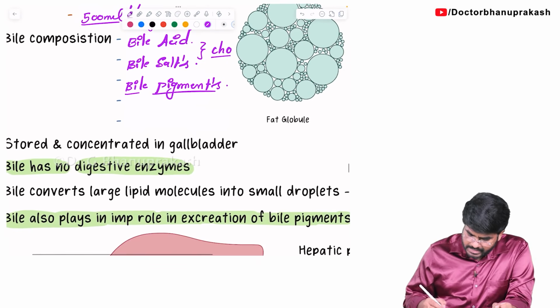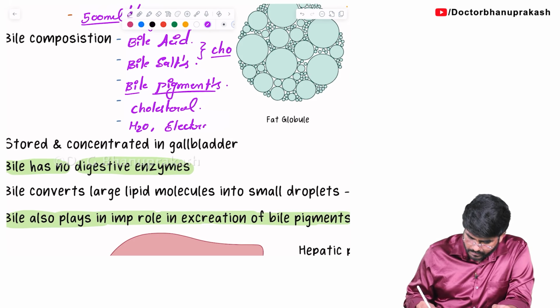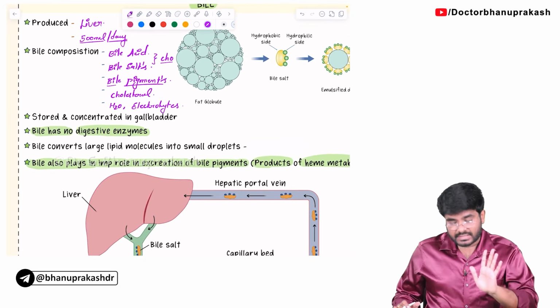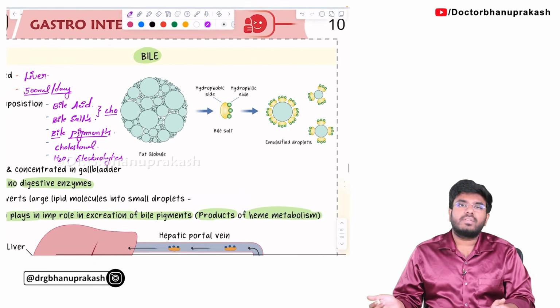Next, anything else present in the bile? Bile contains cholesterol. Bile contains water and some electrolytes. Okay, bile also contains electrolytes. So these are the important things that are present in the bile, but bile itself doesn't contain any enzymes. Then students will ask, so then what is the function of the bile?